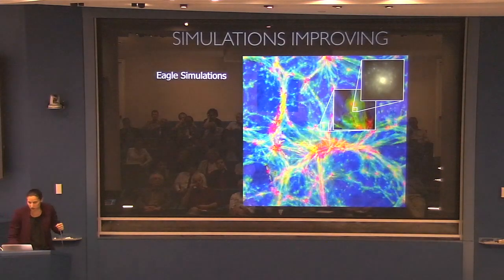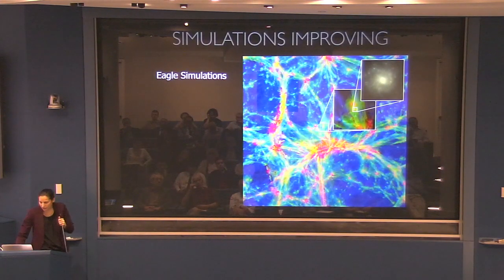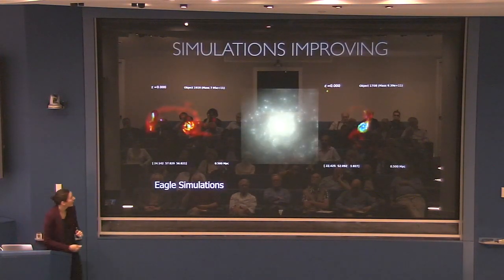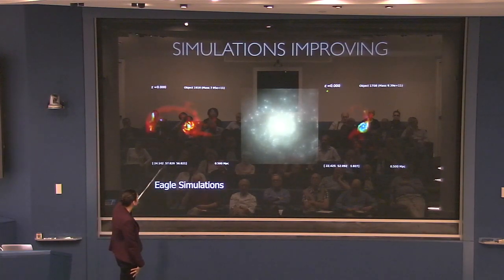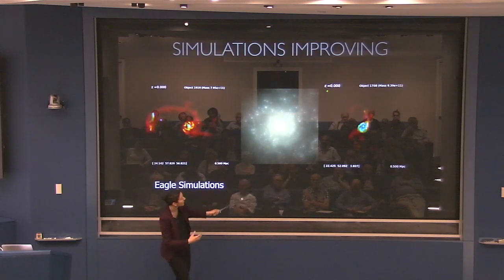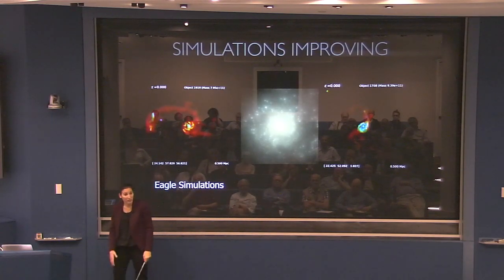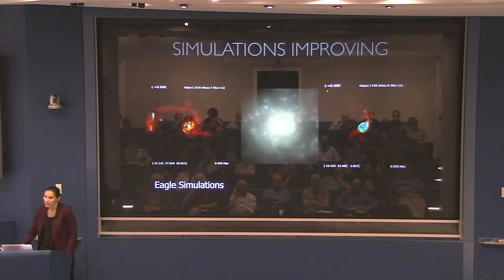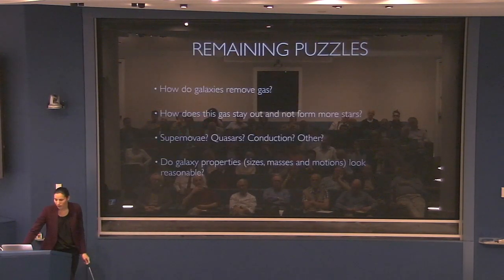Our simulations are improving, but in the interest of time, I want to just say things are getting better. This is from a new suite of simulations where it's starting to look pretty good. We put false colors in our simulations, and we make them look like real galaxies. But the fact is we haven't really solved this problem yet, and we don't actually know what the solution is.